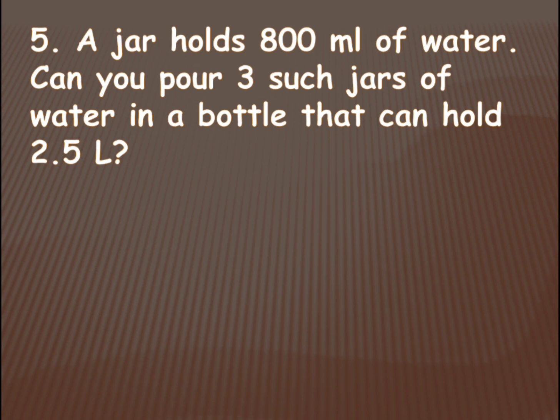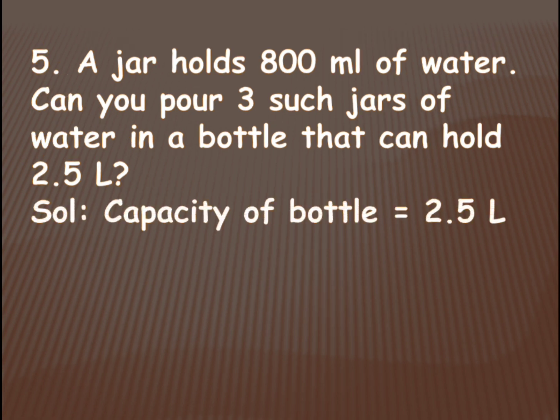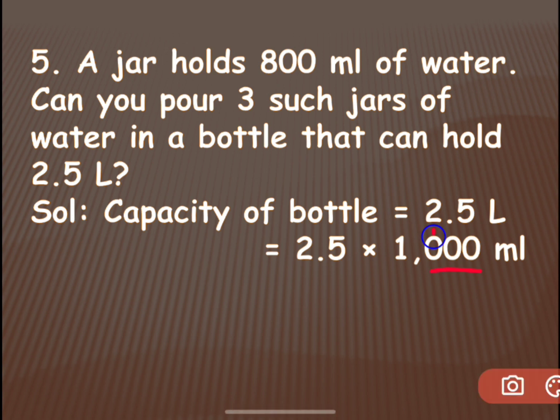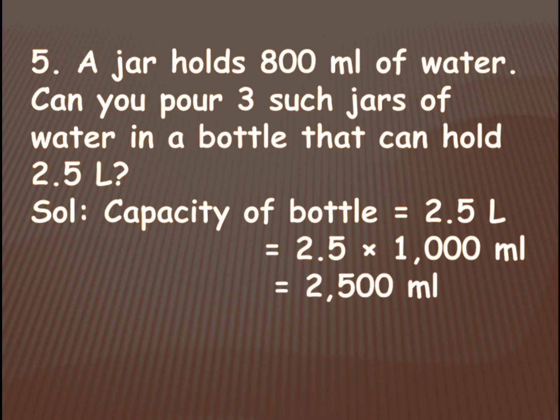Of that capacity. Now if you see the question, the jar is in milliliters, the bottle is in liters. First let's convert the capacity of the bottle, liters to milliliters. The capacity of the bottle is 2.5 liters. To convert into milliliters, we only need to multiply with 1000, isn't it? So 2.5 into 1000. Here you have zeros. For 10, the decimal will move towards the right side by 1 digit. That becomes 25 into 100. Again, if you multiply with 100, two zeros will be added. That means 2500 milliliters, isn't it? This is the capacity of the bottle.